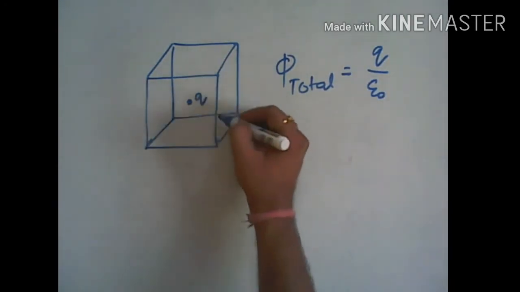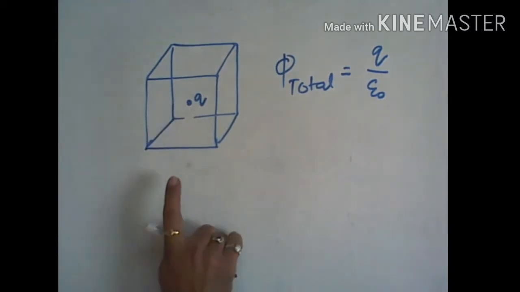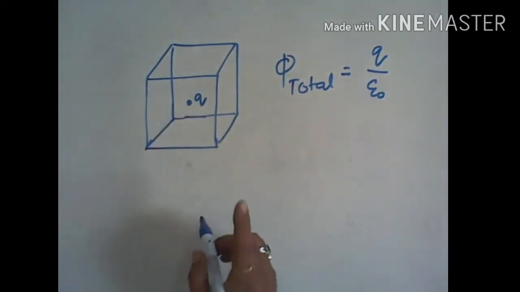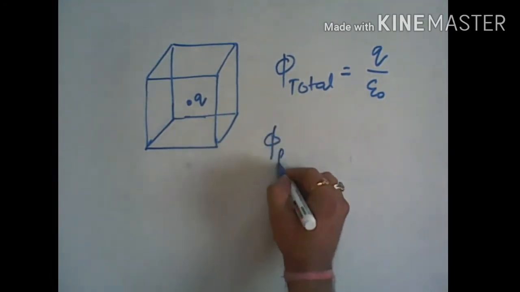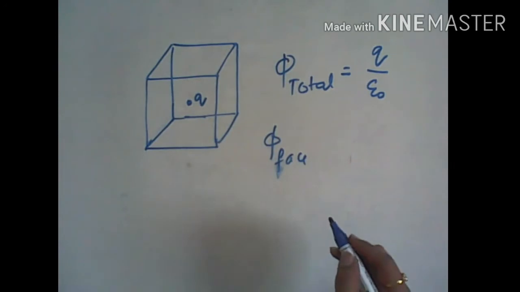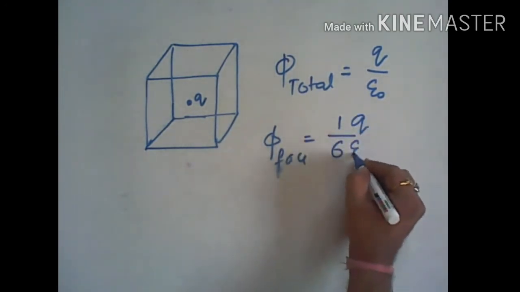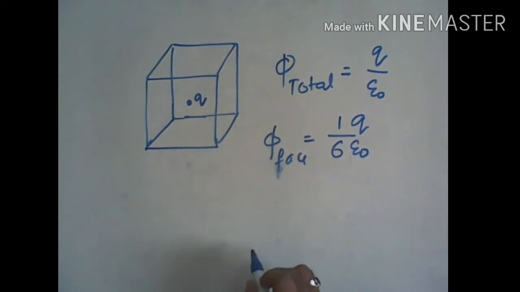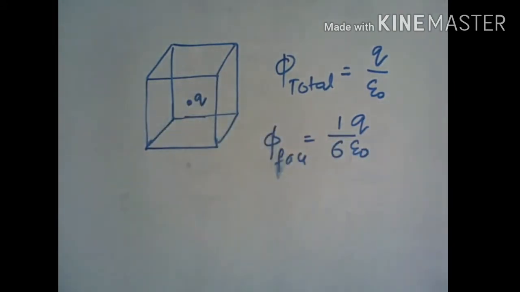Now how many faces are there? 6. Exactly, the charge is symmetrically placed at the center of the cube, so we can divide this flux into 6 parts. So flux through each face is equal to 1 by 6 times Q by epsilon naught. So for one face it is 1 by 6 times Q by epsilon naught, and total is Q by epsilon naught. I hope you understood this.